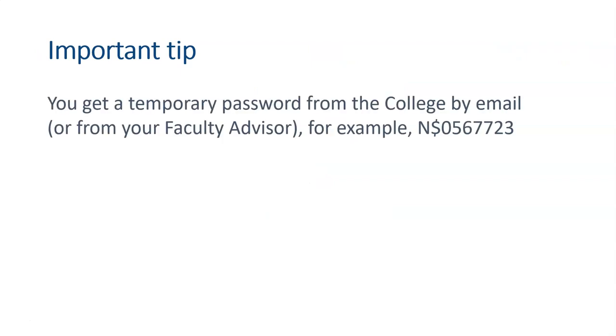Here's an important tip. You get a temporary password from the college by email. Sometimes people lose that. So in ALP, you might also be able to get it from your faculty advisor. If you've gotten an acceptance email from the college, you probably saw something like capital N, dollar sign, and a string of long numbers. That's your temporary password.